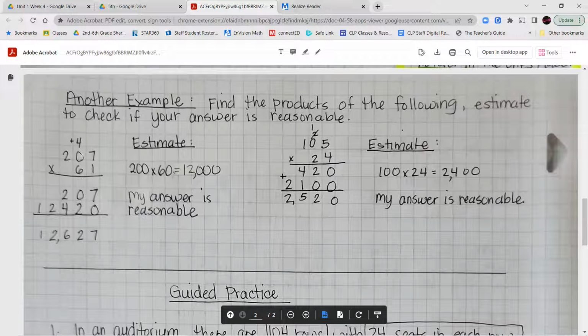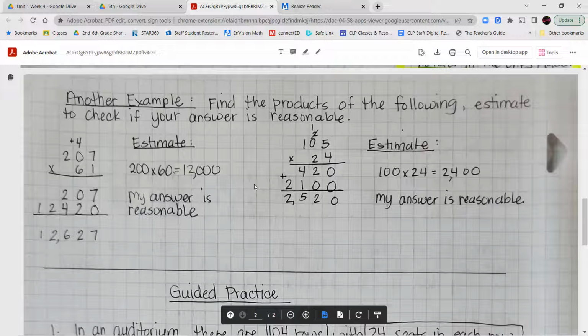6 times 0 is 0. Plus 4 more gave me the 4 that I put here. And then 6 times 2 is 12. So I recorded my full 12. I added those two partial products together and I got a total product of 12,627. This is reasonable because my estimate was 12,000, so my answer makes sense.